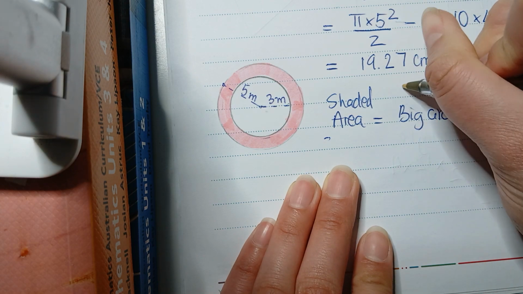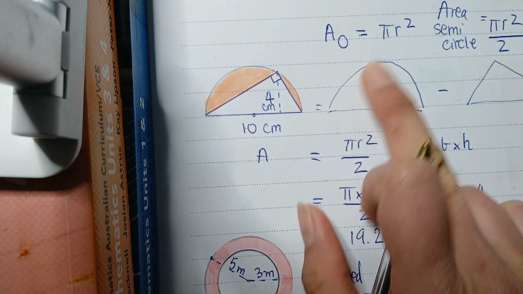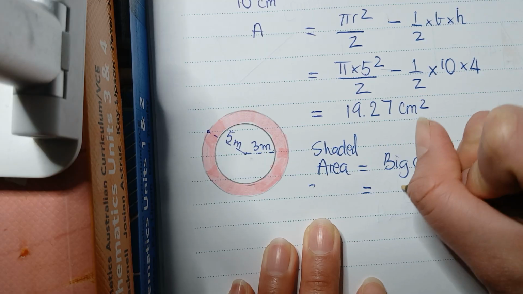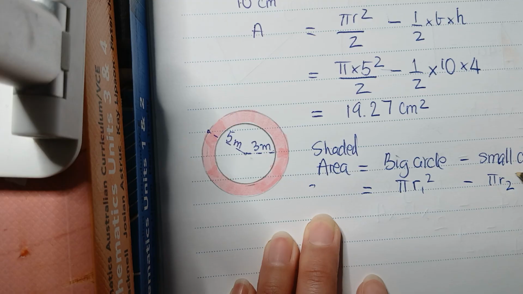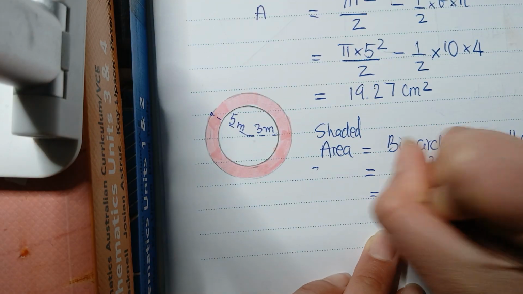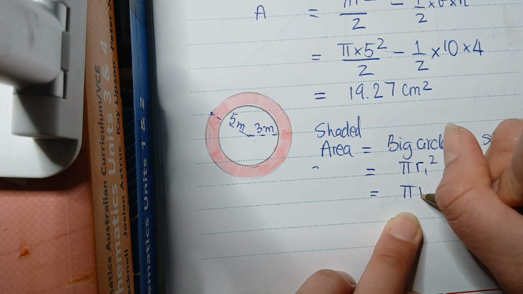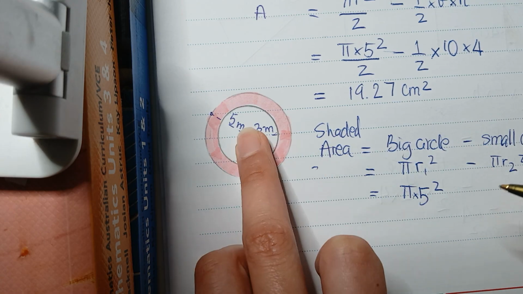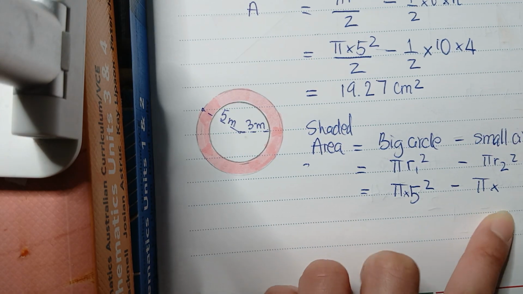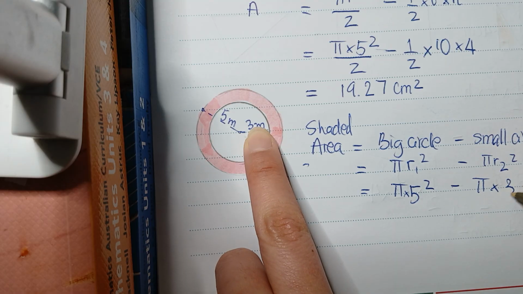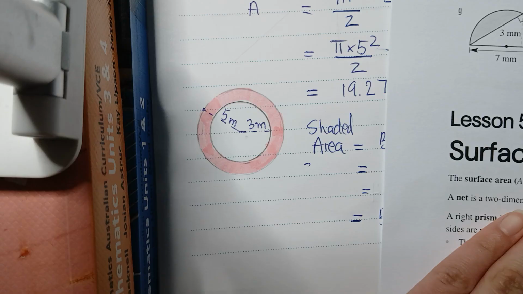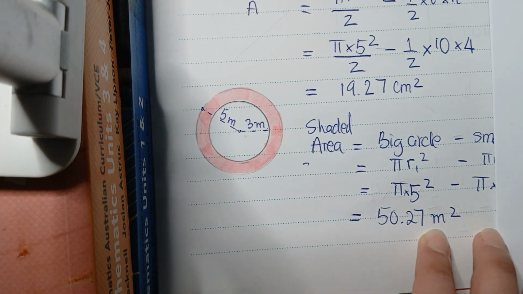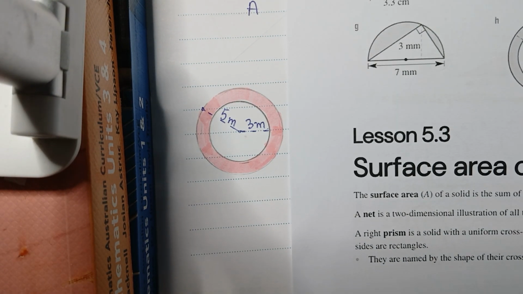Okay, so the area of a circle is given here already, pi r squared. So we're going to do pi r1 squared minus pi r2 squared. So r1 will be 5. So pi multiplied by 5 squared for the bigger circle, take away pi multiplied by the smaller radius, which is 3 squared. Okay, put it in your calculator and work it out for me. Okay, I got 50.27 meters squared as the answer. Please try to do all these for the homework, okay?